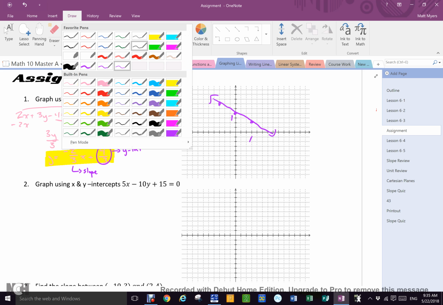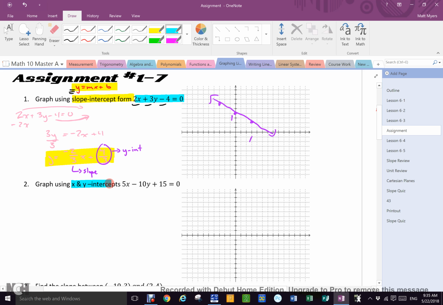This one says I'm supposed to use the intercepts. What do I know about every single x-intercept? That it is 0, y. What do I know about every single y-intercept? X, 0. That's an x, that's a y, that's an x, that's a y. What do you see there and there? X's and y's. Fill them in.